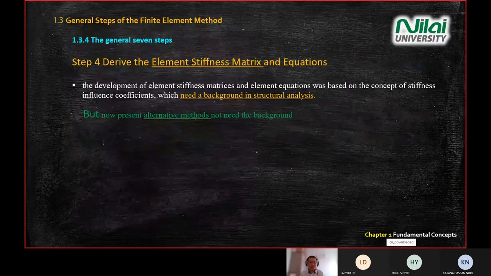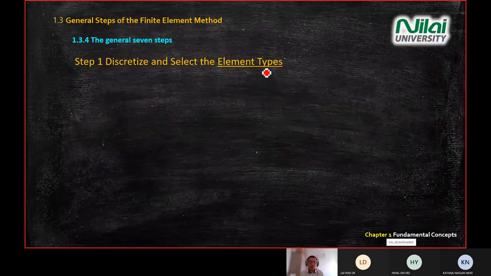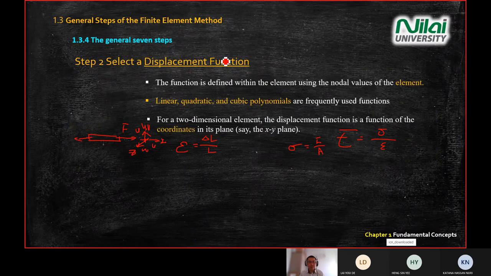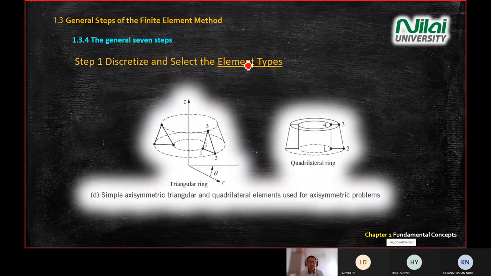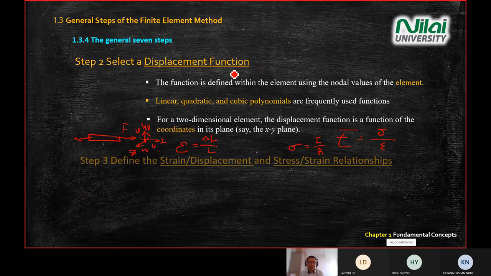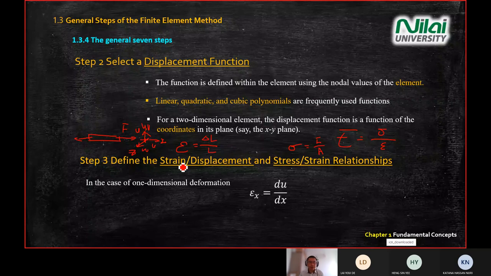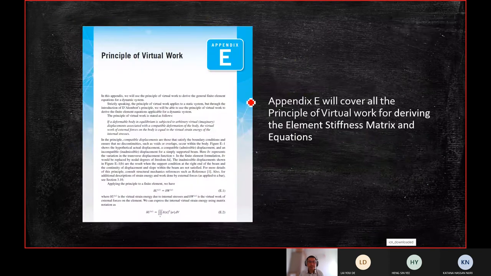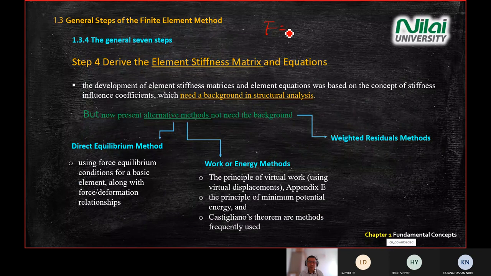So again, just to refresh very quickly. Step number one, choose the element types. Step number two, choose the function, the equation. All right, first one, choose the element type. Second one, recall the function, the equation. The third one, recall the equation for stress and strain. The fourth one, put everything in a matrix form. Solve for the K component, the stiffness component. Again, our matrix has three components: F, K, and D. I'm going to repeat this one many, many times.